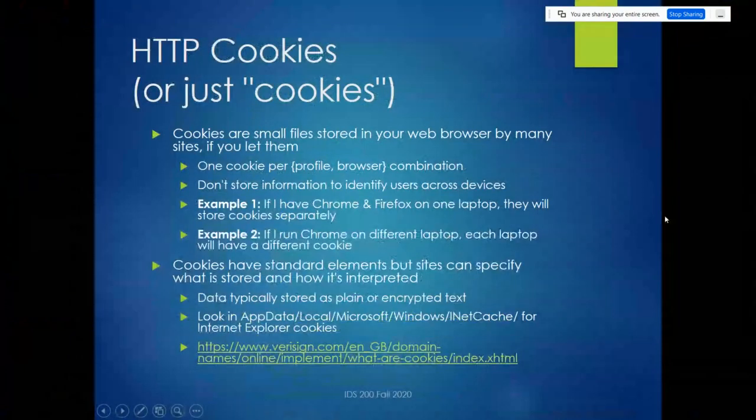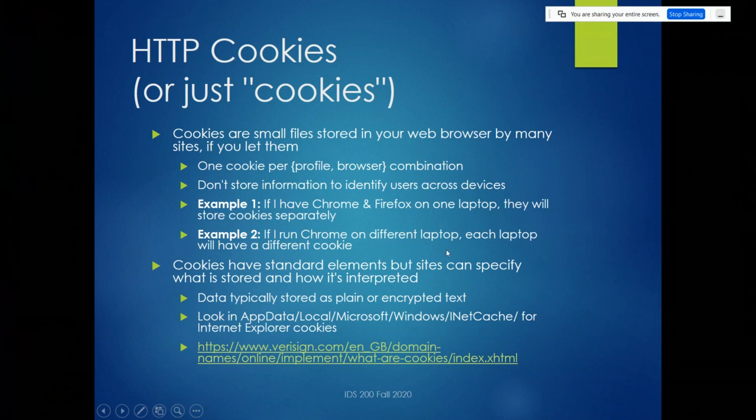So the last thing to talk about then is cookies. Cookies are small files stored in your web browser by a lot of sites if you permit it. Generally, you'll go to a site that has them, and there'll be some disclaimer that says, this site wants to put a cookie on your machine, click accept to accept. In general, there's only going to be one cookie per profile or browser combination. And ordinary cookies don't store information to identify users across devices.